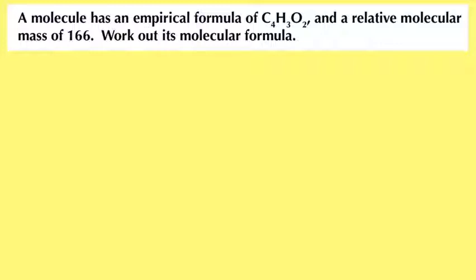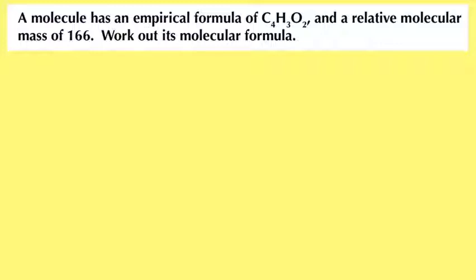A molecule has an empirical formula of C4H3O2. But that, of course, doesn't tell us much about that molecule. It just tells us the ratio of the atoms in that compound. And it has a relative molecular mass of 166. So we want to work out its molecular formula.